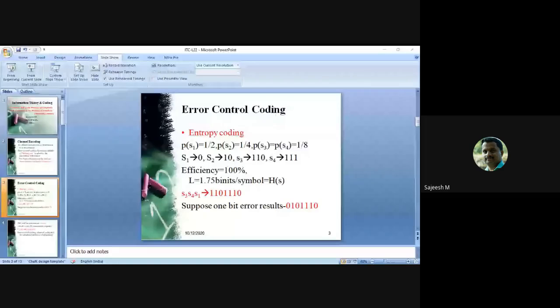It is S3, S4, S1 is the source output. It is encoded and transmitted through the channel, and an error occurred in the first bit. Therefore the received sequence is 0 1 0 1 1 1 0. Then how will it be decoded? Can anyone say, please? Someone please type in the chat.